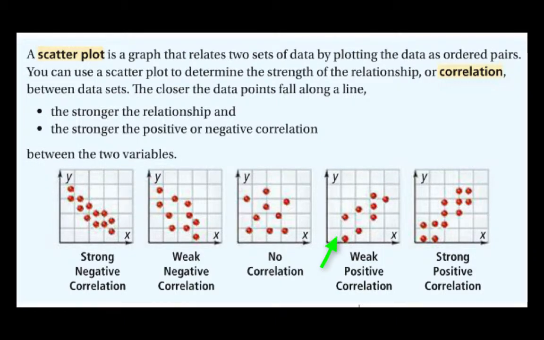Our fourth graph here, we have a weak positive correlation. The general pattern of the data points is going upward from left to right on our graph, but they're not clustered very tightly. And then the last graph, we have a strong positive correlation, at least stronger than this graph here. Again, the data points are clustered a little more tightly, and they're going upward from left to right.